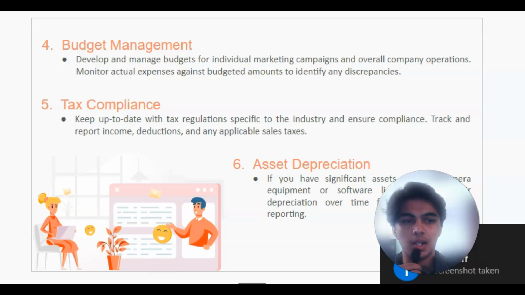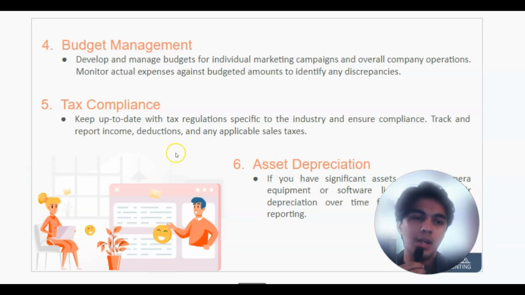Tax compliance. In tax compliance, you will need to stay up to date with the regular tax laws or tax regulations specific to your industry, and also you will need to track and report your income, deductions, and any applicable sales tax.